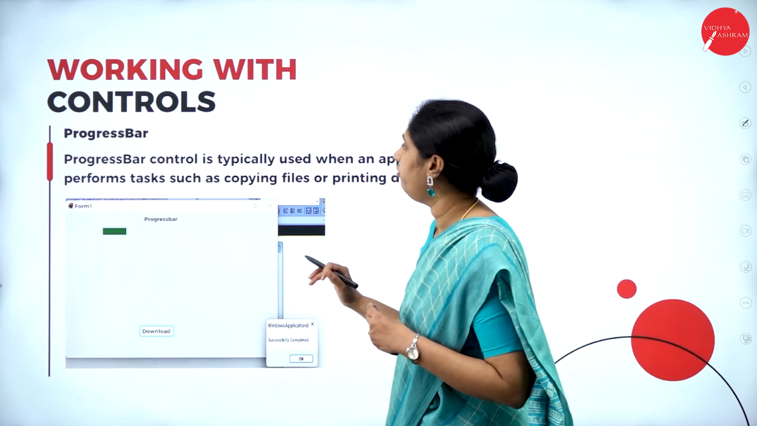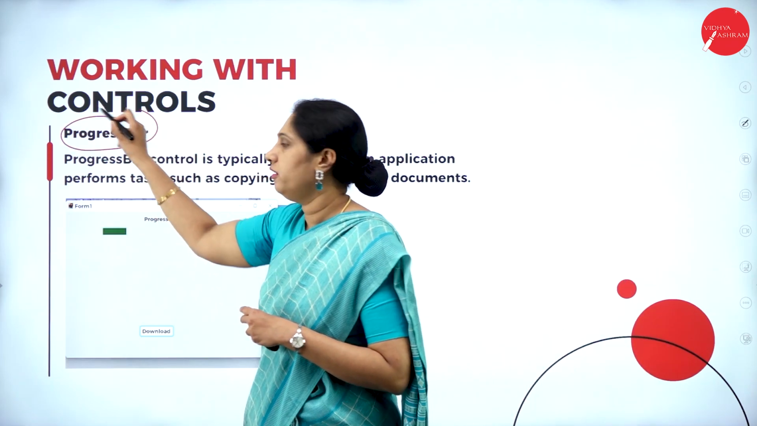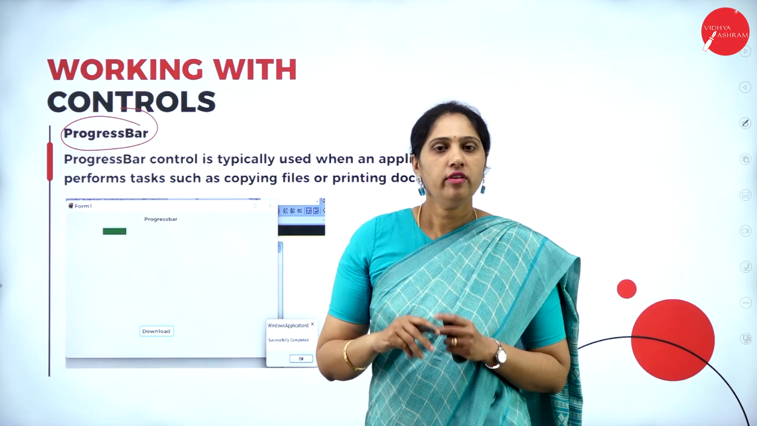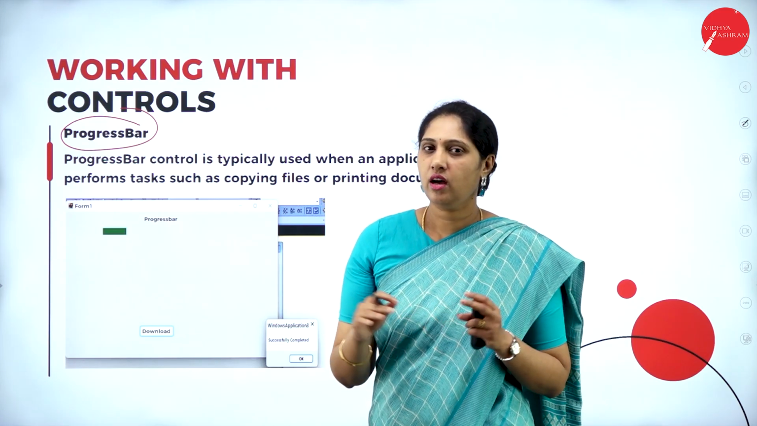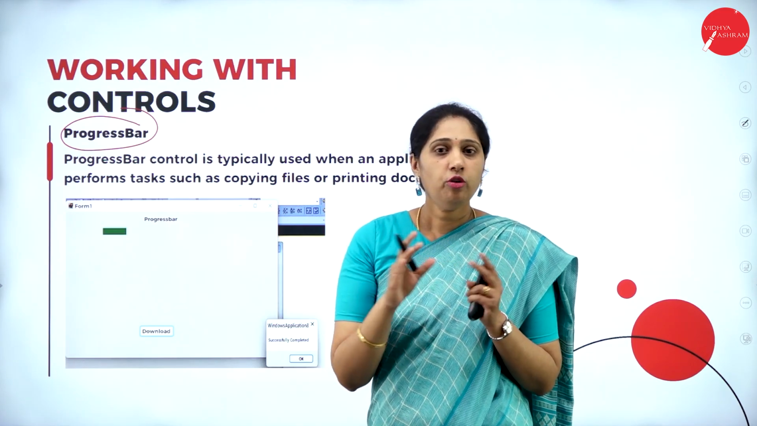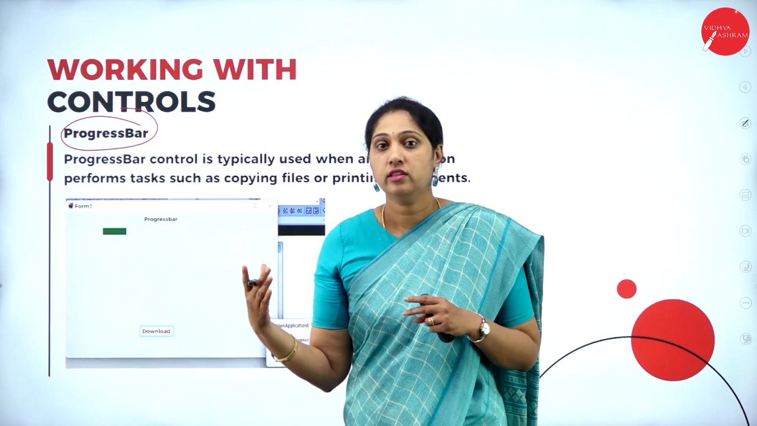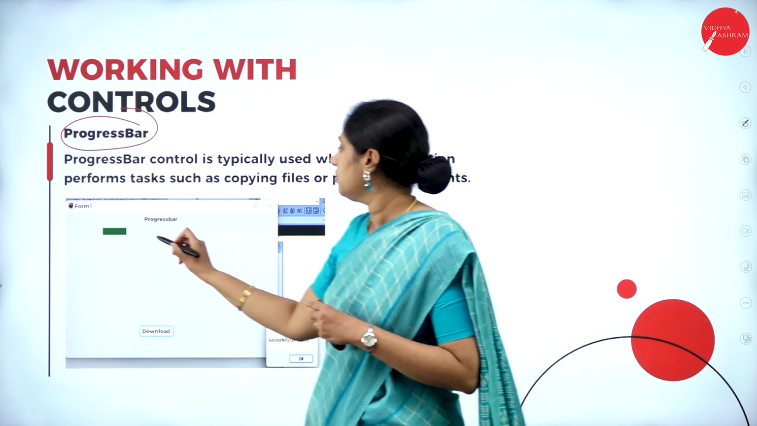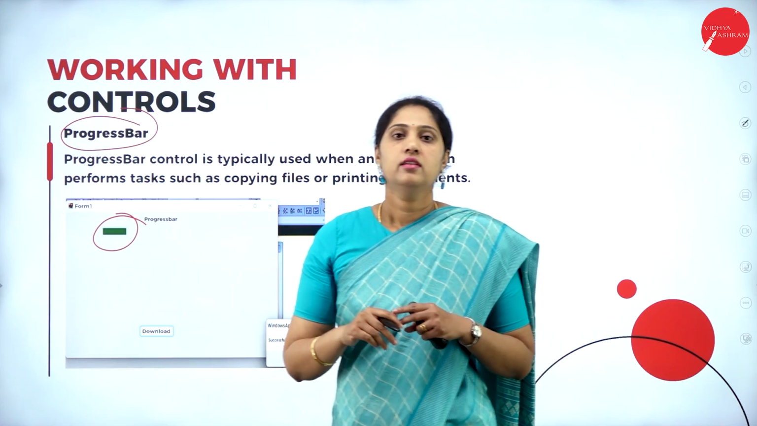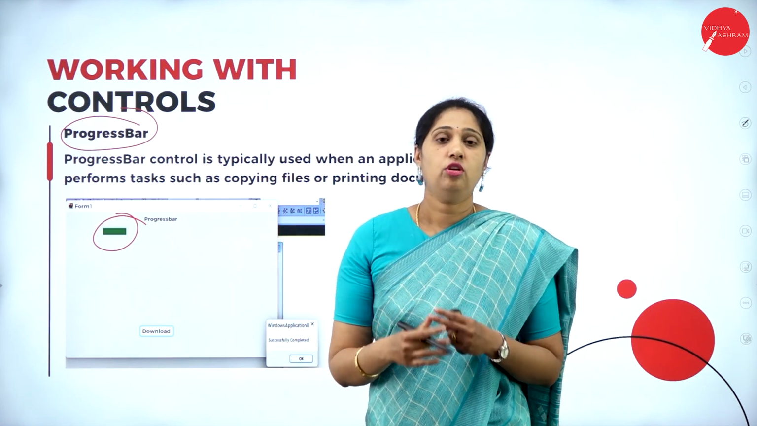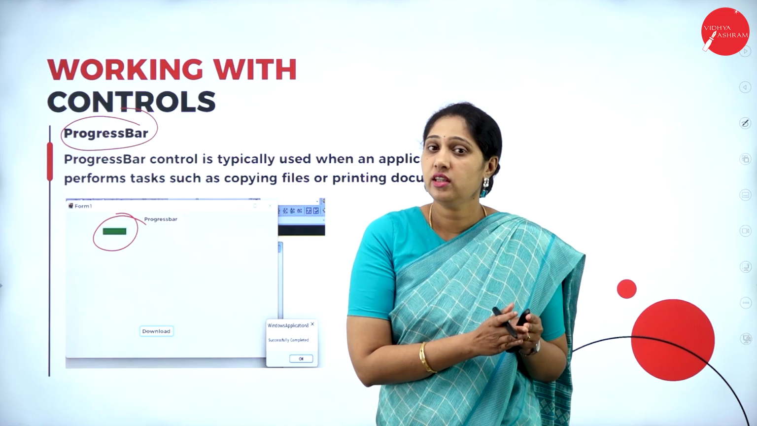Next, we are all familiar with the progress bar. It is used when we are trying to download a large file, and we want to know how much percentage is to be downloaded. So you can indicate with this progress bar. So we'll see, oh, it takes a lot of time. Only half of it is downloaded.